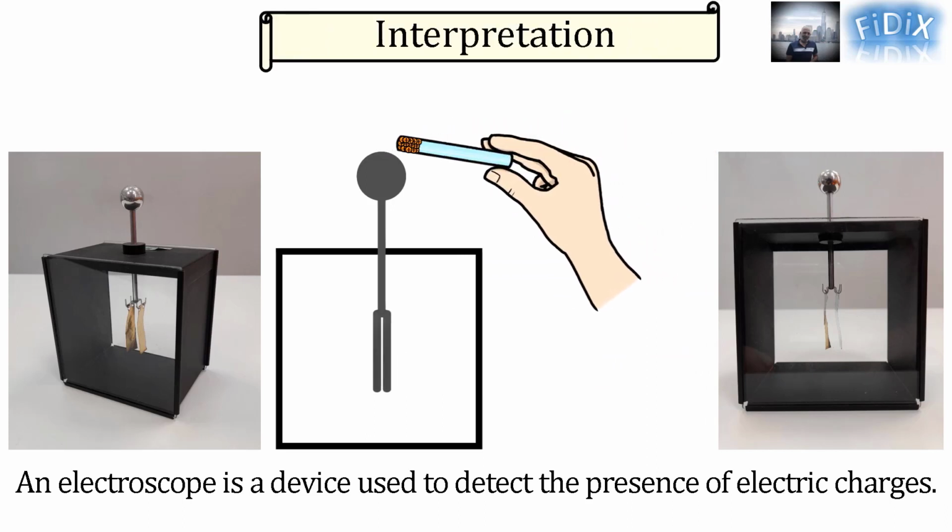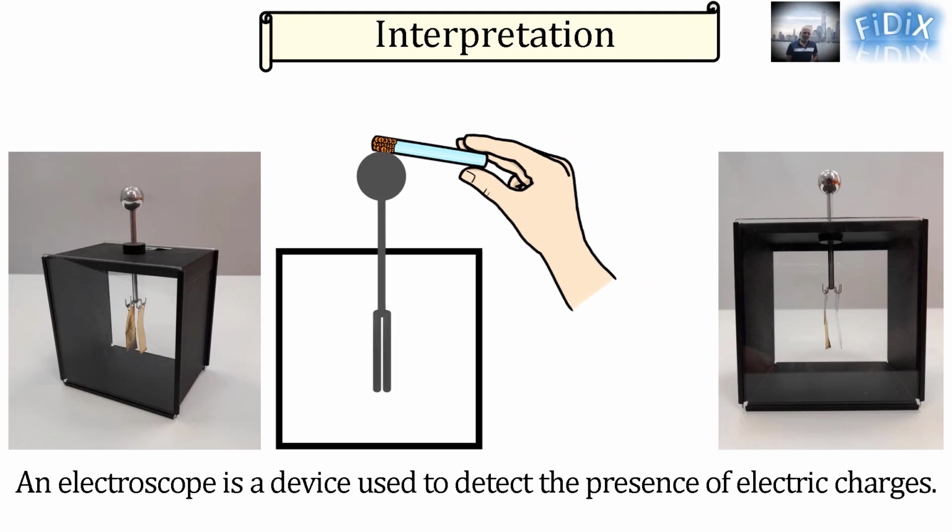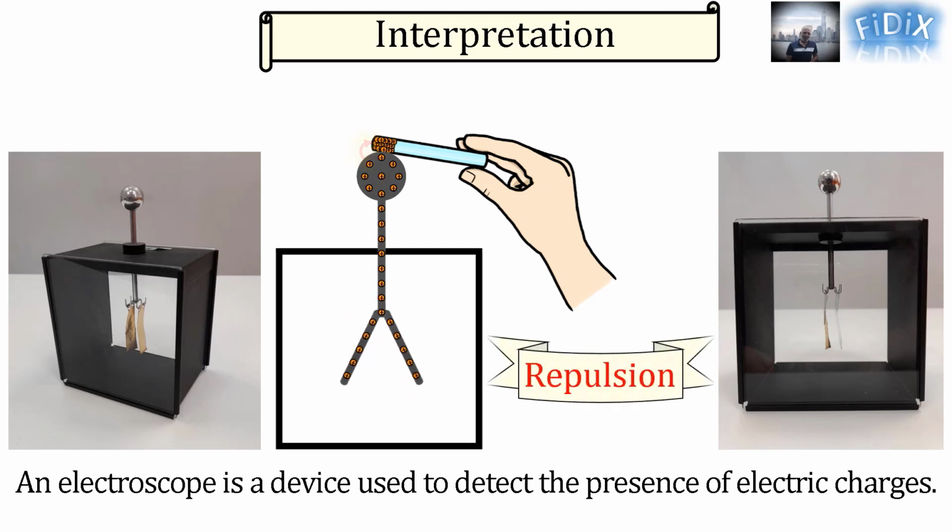This is because when we put the charged glass rod end in contact with the ball of the electroscope, some electrons flow from the leaves through the metal rod and ball and transfer to the charged glass rod end. Since the leaves get the same sign charge, that is positive in this case because they lost electrons, they repel each other and thus spread apart.